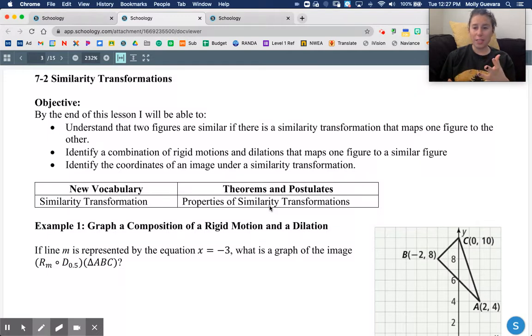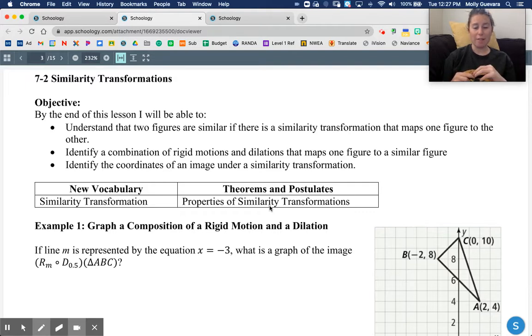So 3 objectives for today. We are going to skip around a little bit, but our 3 objectives are to understand that two figures are similar if there is a similarity transformation that maps one figure to the other. So like I said, if I can take one figure and transform it onto the other, if they line up, then the two shapes are similar. Then we're going to identify a combination of rigid motions and dilations that maps one figure to the other. And then we're going to identify the coordinates of an image under a similarity transformation.